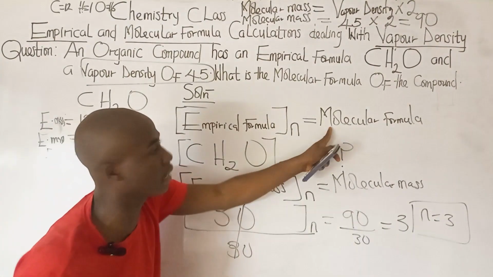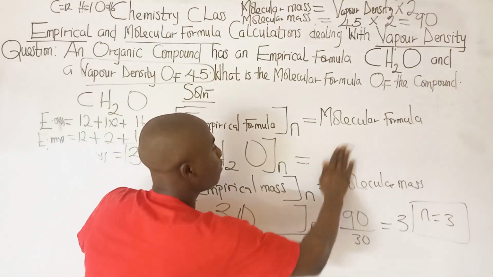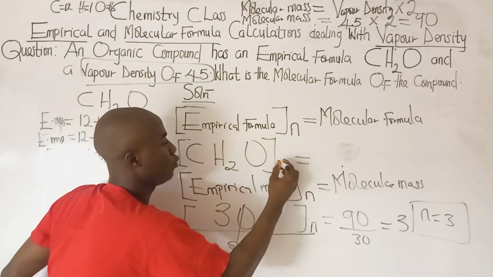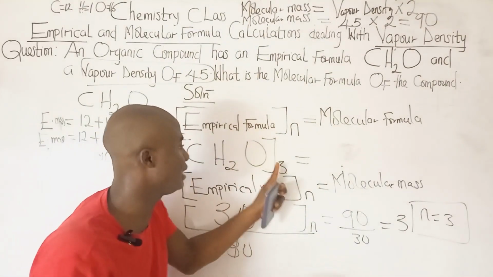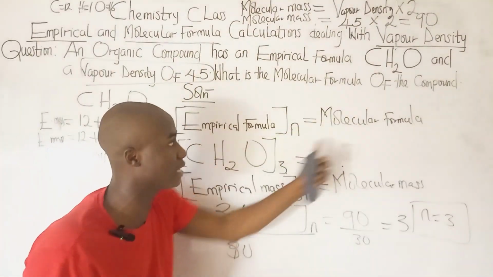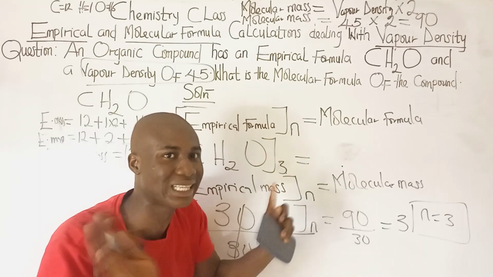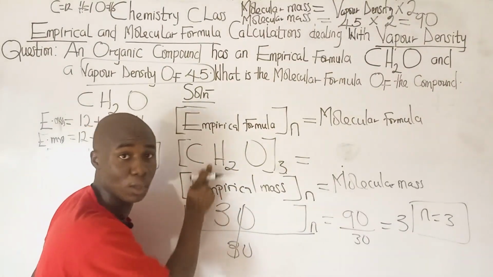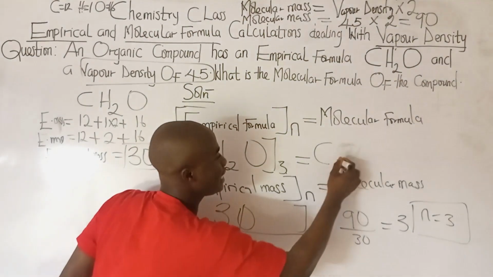3. So how do we now get our molecular formula? We have to input the n value we had initially. And what was the n value? 3. So with this 3 we times everything inside the bracket, and we will get our molecular formula. It is not difficult at all. So 3 times this one, there is an invisible 1 here. So what are we having?